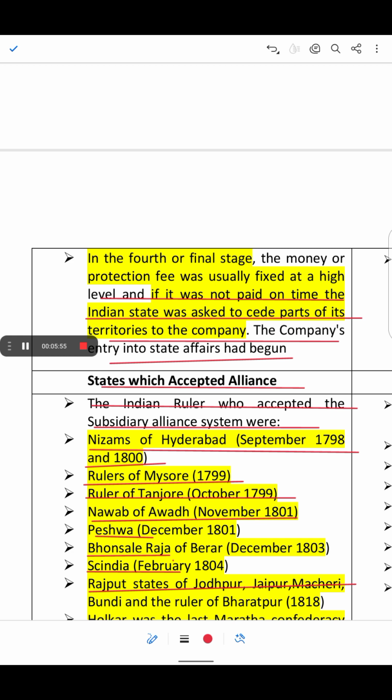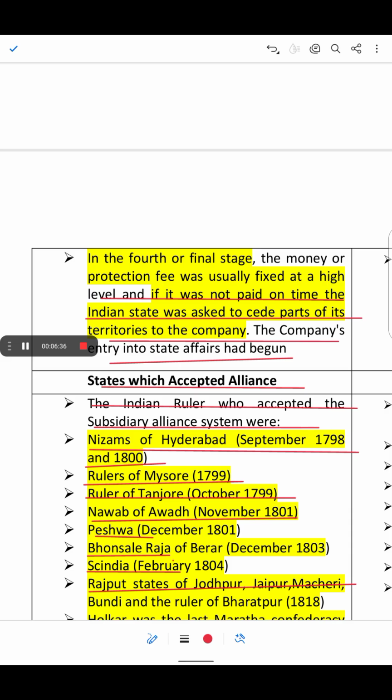The third was demanding money. So the British started asking for money in return for providing their troops, and these troops were used for the ruler's security and to protect the ruler's kingdom. The fourth stage was high payment or loss of land. The British increased the protection fee to a very high amount. If the ruler could not pay, he had to give land to the British, and this allowed the British to interfere in the state's affairs. So the fourth stage was high payments or loss of the land.